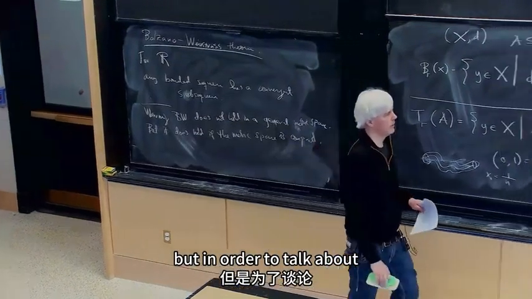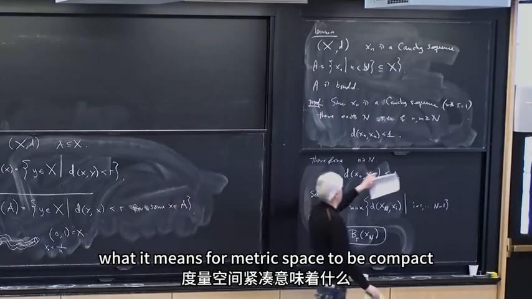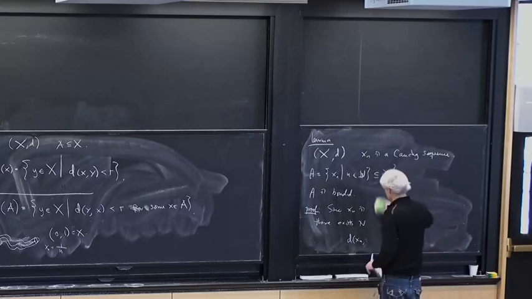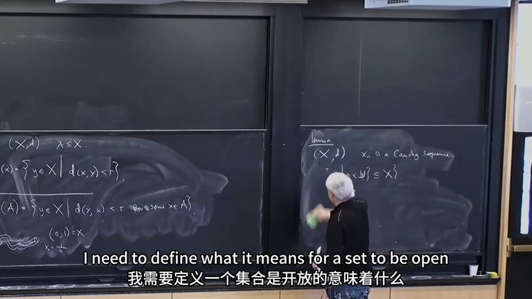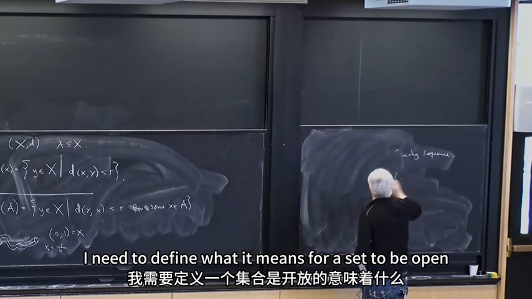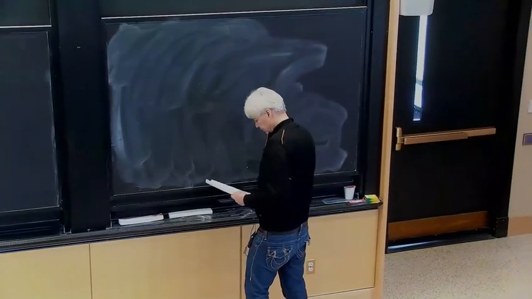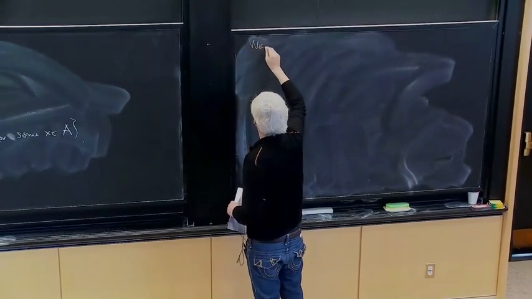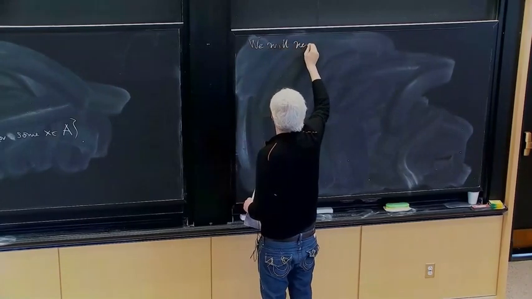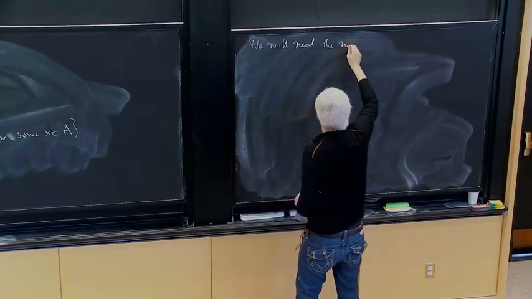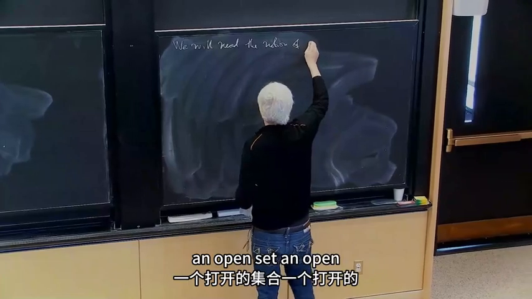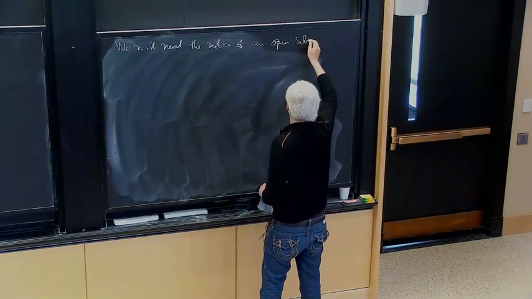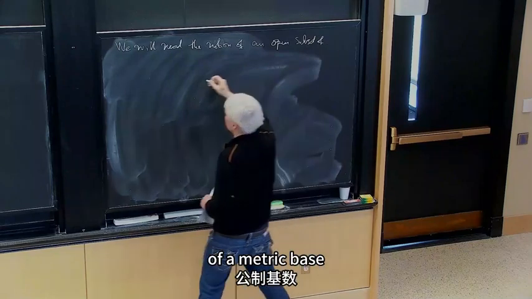But in order to talk about what it means for a metric space to be compact, I need to define what it means for a set to be open. Okay, so we need the notion of an open set, an open subset of a metric space.